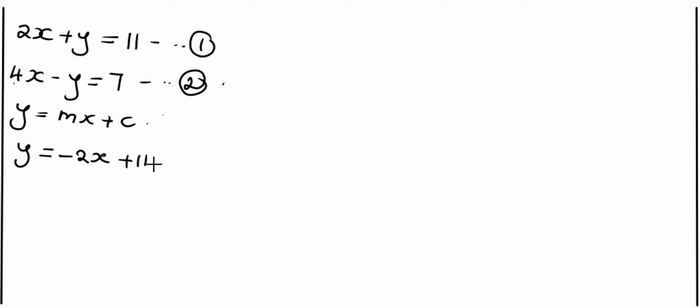We'll do the same to equation 2. So in equation 2, we retain the y here. For now, I can say it's negative y, because it is negative here, equals, I take this to the other side, it will be minus 4x, so that it can look like this, mx, then plus 7, where 7 is c.